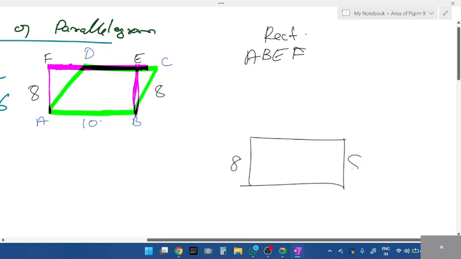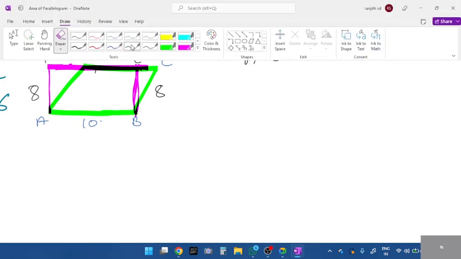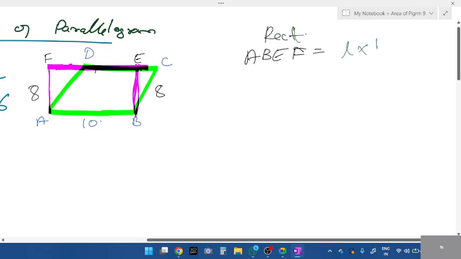If this is 8 centimeter, this is 8. If I draw another line, will the distance be same or different? The distance will be same. If I draw multiple lines, it should be same. 8, 8, 8, everything 8, right? Now for area of a rectangle, what's the formula, students? What is area of a rectangle formula? Yeah, what's the answer? 10 into 8 is 80.